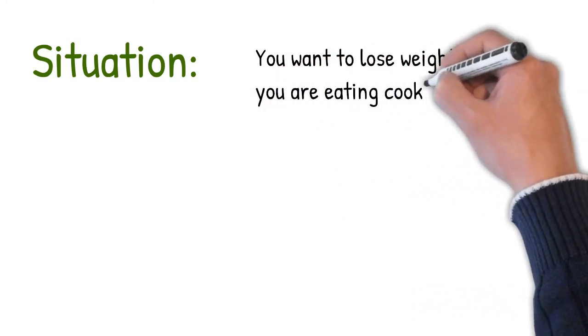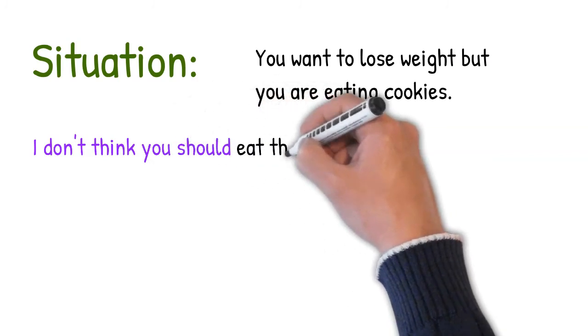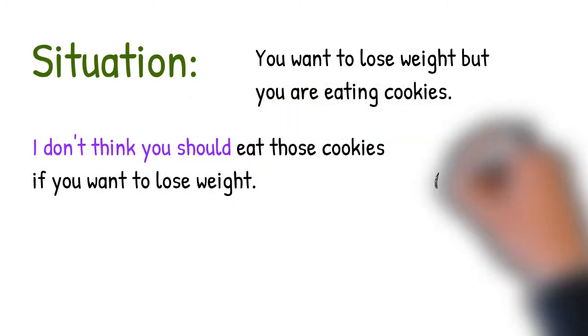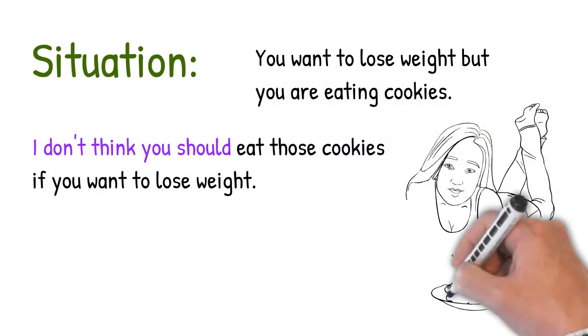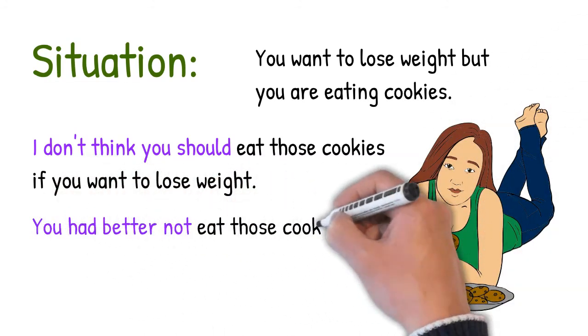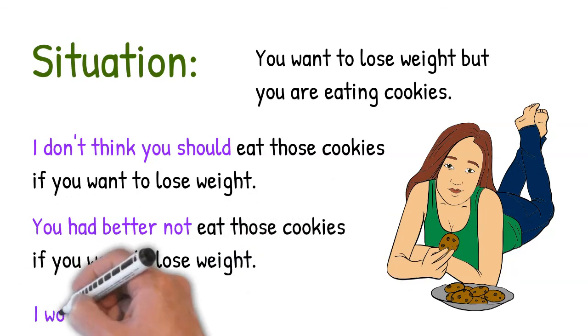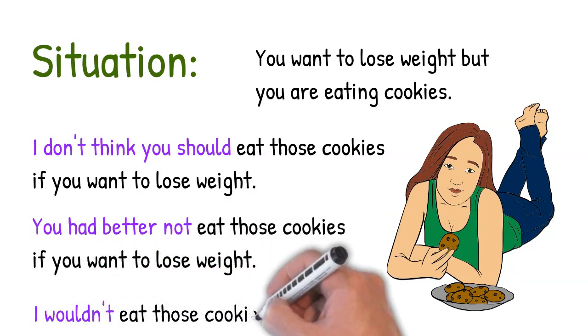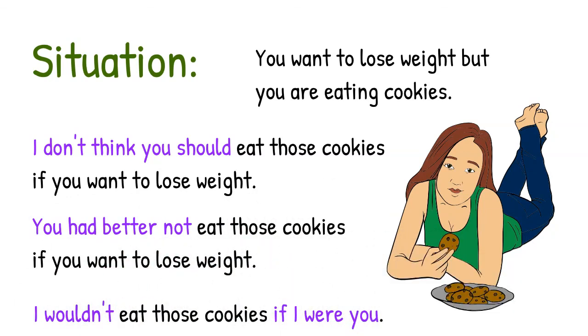Let's look at one last situation where you would give a weaker warning using a language expression native English speakers use. The situation is you want to lose weight, but you are eating cookies. And your friend would say, "I don't think you should eat those cookies if you want to lose weight." "You'd better not eat those cookies if you want to lose weight." "I wouldn't eat those cookies if I were you." You want to lose weight. Why not practice these language functions on how to give a warning with your friend? Have fun.